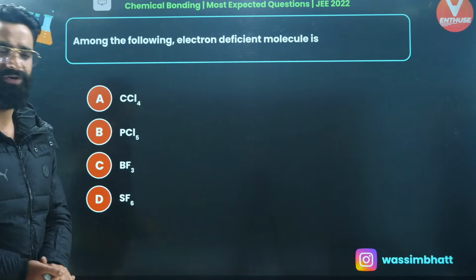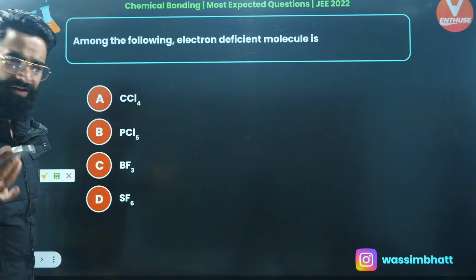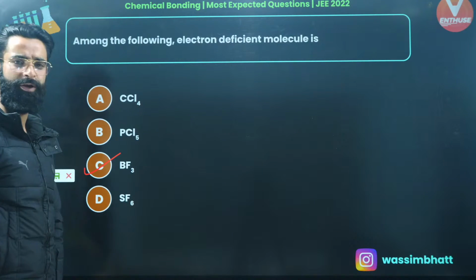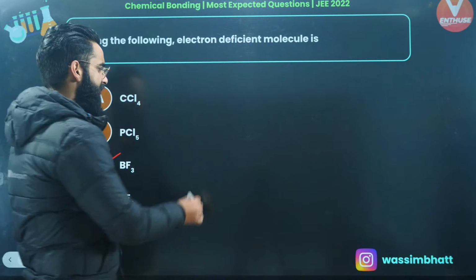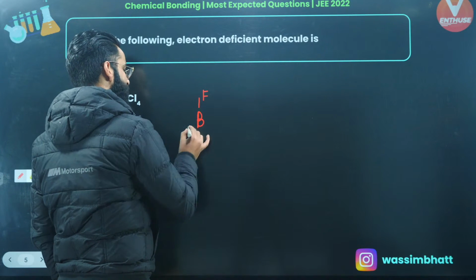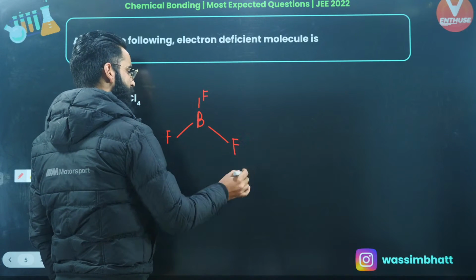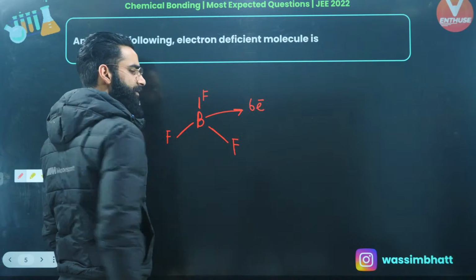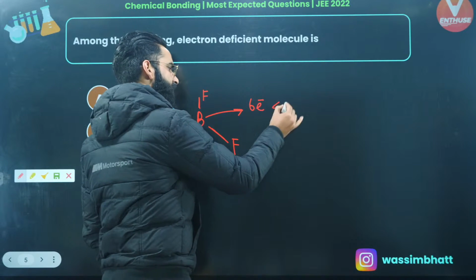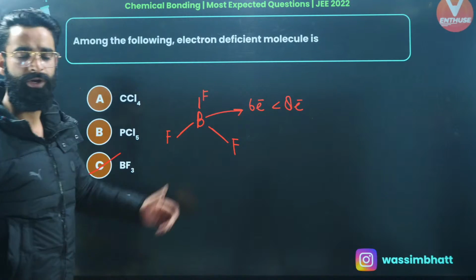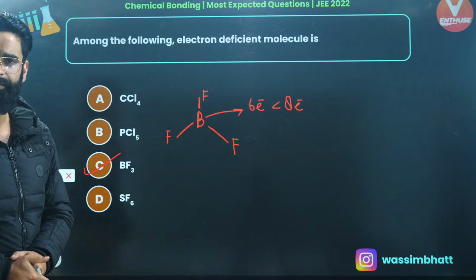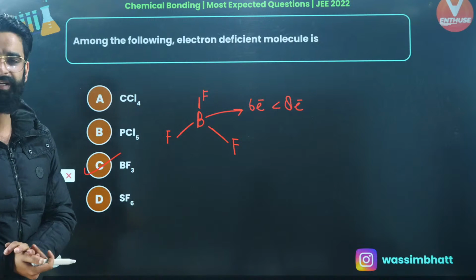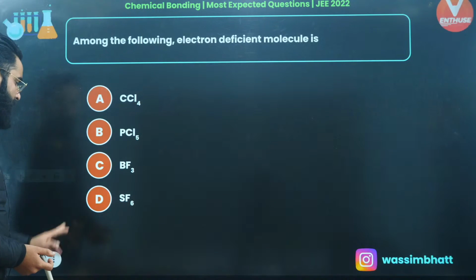Very common question which is asked many a times. As I can see in your chats, every one of you is saying it's option C, and it's absolutely option C which is the correct answer. If you talk about BF3, this boron is forming 3 bonds, and after forming 3 bonds it is still electron deficient because it has just 6 electrons in its outermost shell, which is definitely less than 8. Its octet is not complete. So the electron deficient molecule among all is going to be BF3.